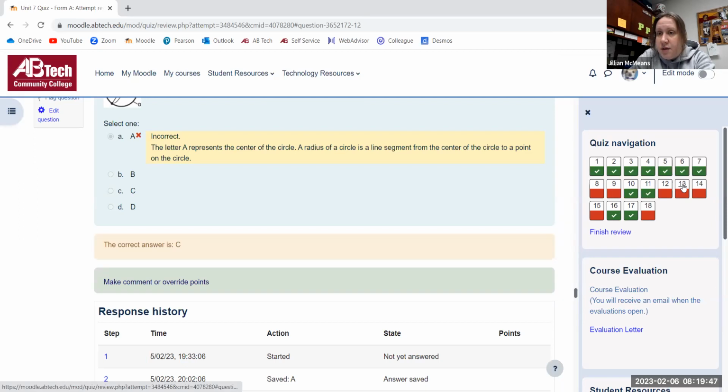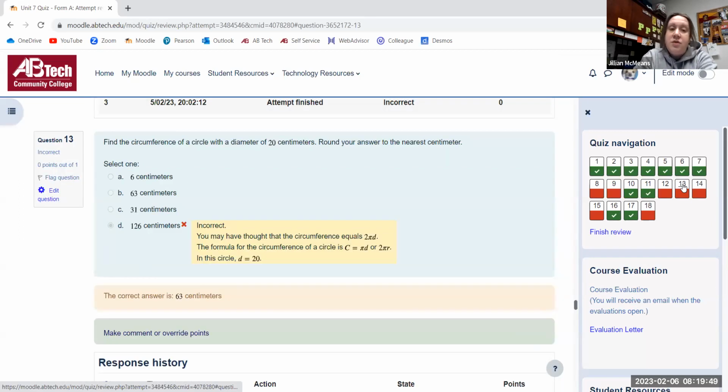So I think we're on 13. Find the circumference of the circle with a diameter of 20 centimeters. Round your answer to the nearest centimeter. I'm going to go to the little whiteboard feature here. So let me write this down. All right, D is 20. I do have a touch screen and a stylus. It's messy, but you'll get the gist.